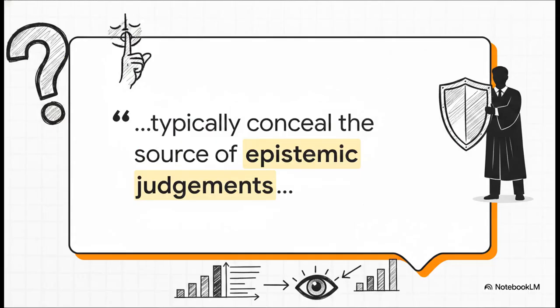So the absolutely crucial point here is summarized perfectly in a quote from our source text. It notes that impersonalized forms typically conceal the source of epistemic judgments by use of sentence adverbs, impersonal pronouns, or passive voice. In plain English, the passive voice is a deliberate shield. It protects the writer's objective tone by completely concealing exactly who is making the judgment. It's basically a fancy way of saying, hey, don't look at me, look at the data.